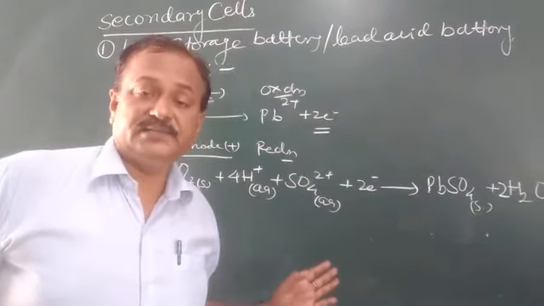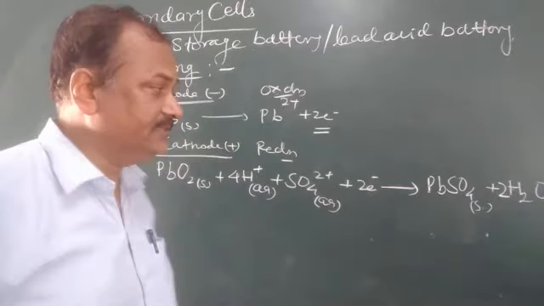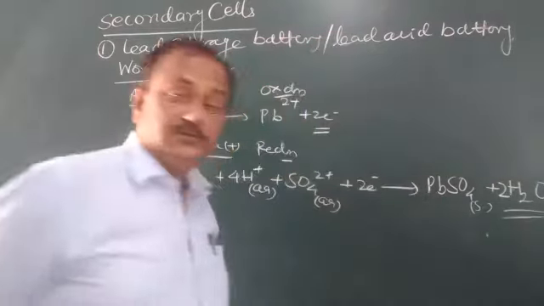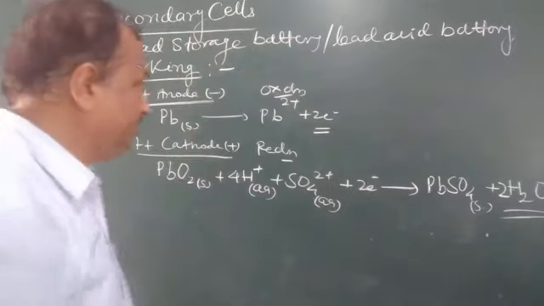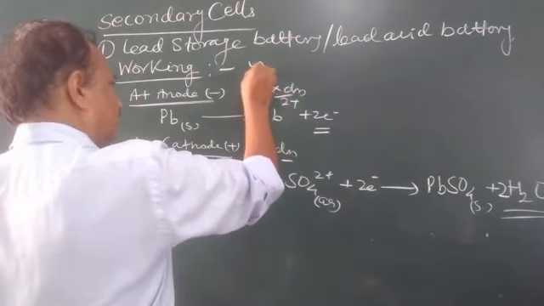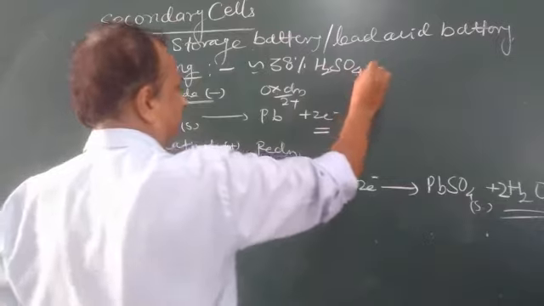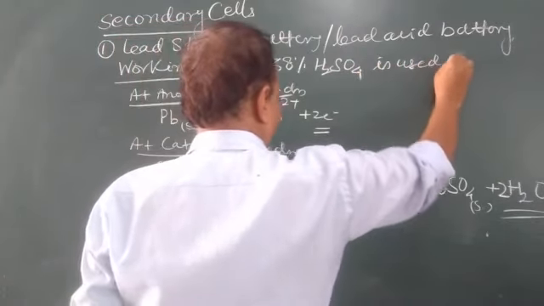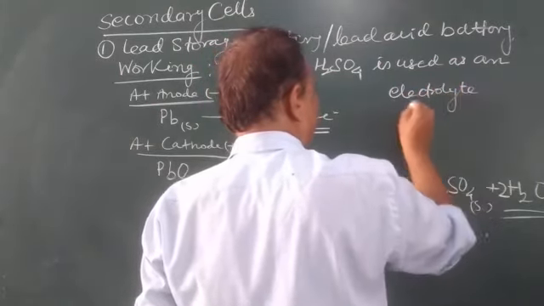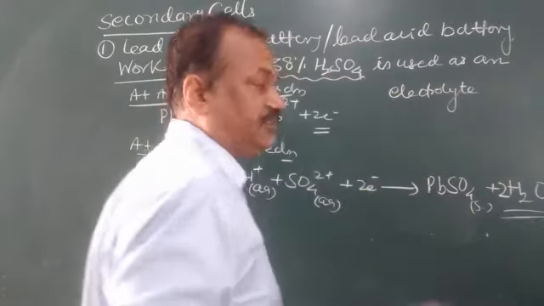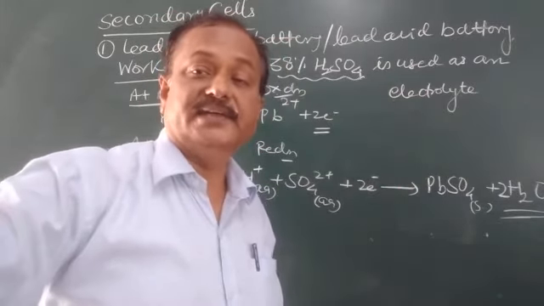So, what is very important? When we draw current from a lead accumulator or lead acid battery, what happens? There is the formation of water. So the strength of the electrolyte is decreased. In this, approximately 38% sulfuric acid is used as an electrolyte. This is a very important point. 38% sulfuric acid means 38 gram per 100 ml is used as an electrolyte.